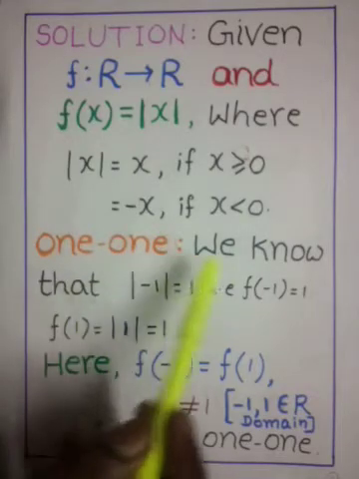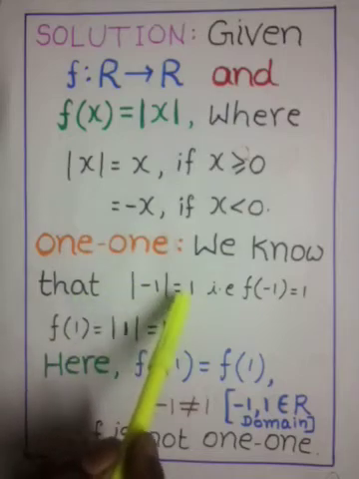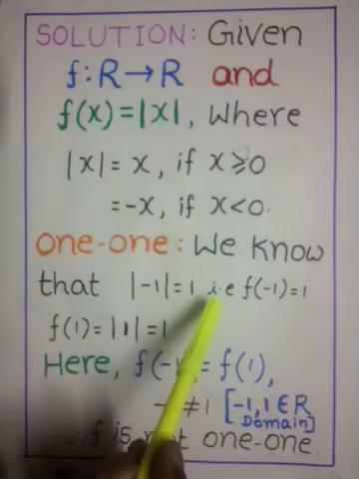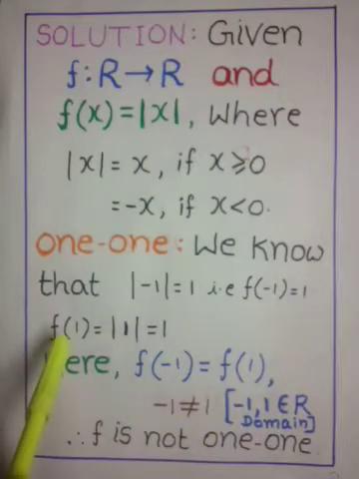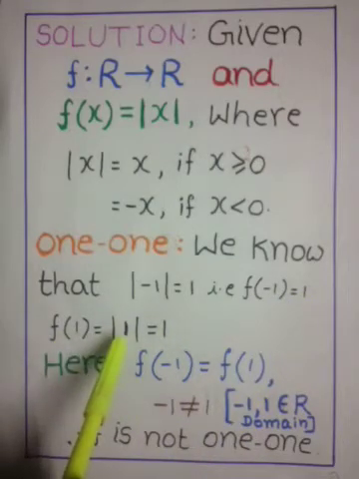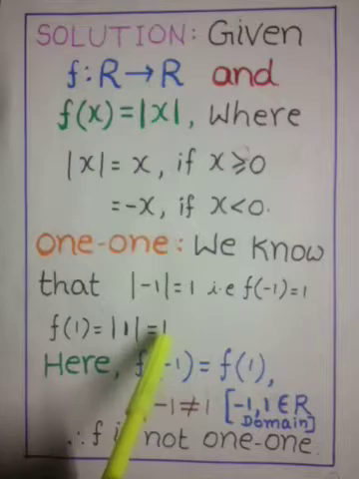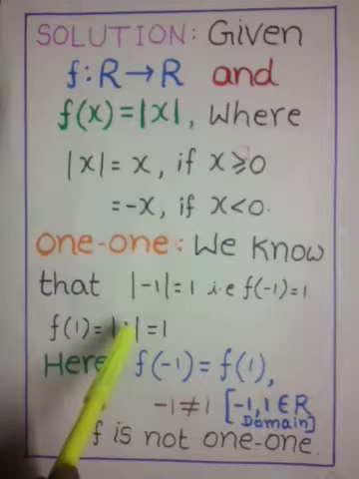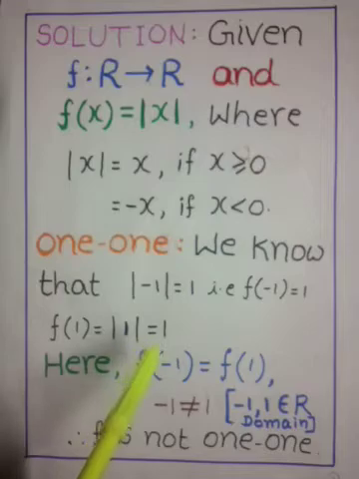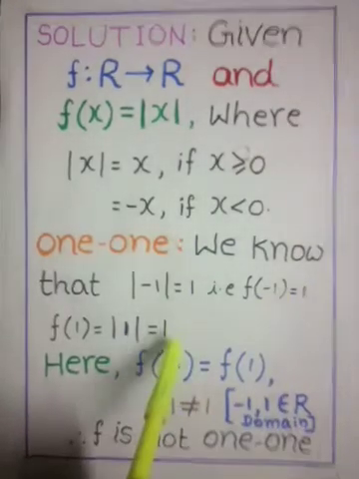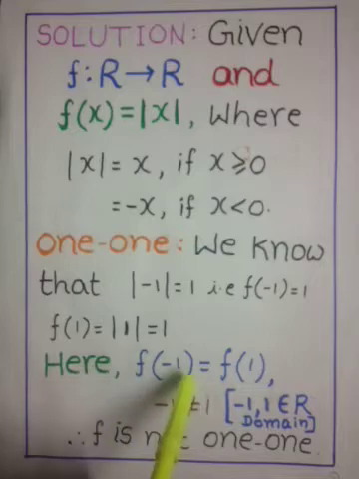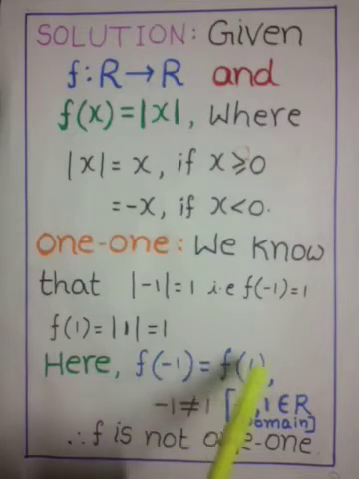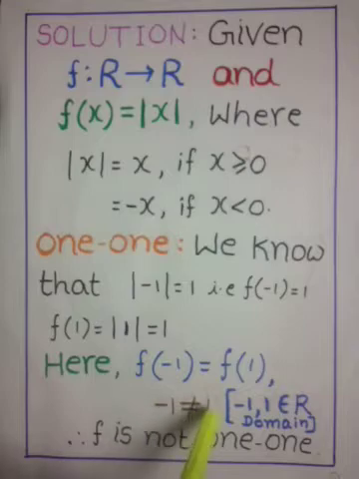Okay, my dear children, see here we know that modulus of minus 1 is equal to 1. That is f of minus 1 is equal to 1. Similarly, f of 1 is equal to modulus of 1, that is equal to 1. Here I have chosen two different elements in the domain. What are the two different elements? Minus 1 and 1. And I found their images. What are the images we got here? 1 and 1 only. So here f of minus 1 is equal to f of 1. Images are equal. Whereas the two elements in the domain are distinct.